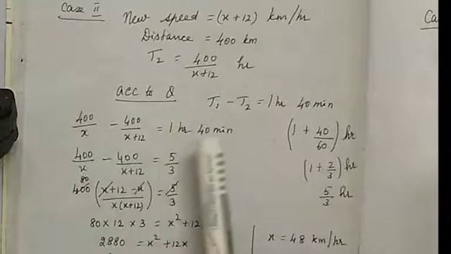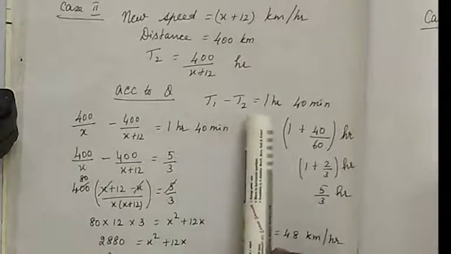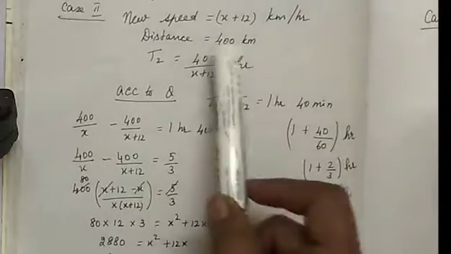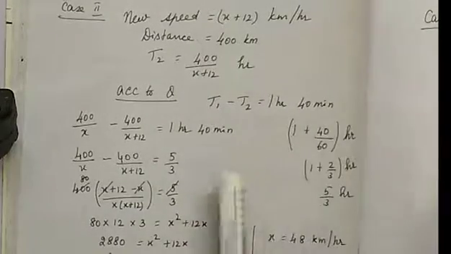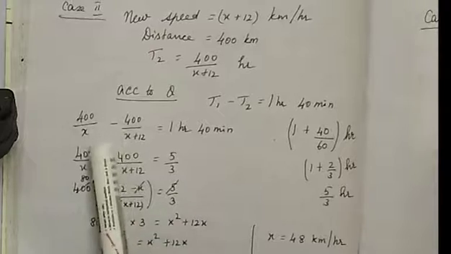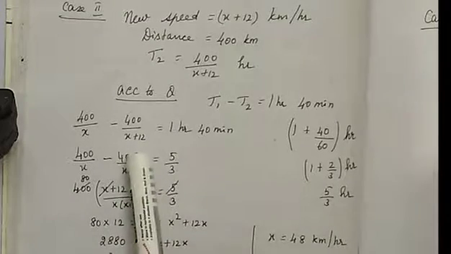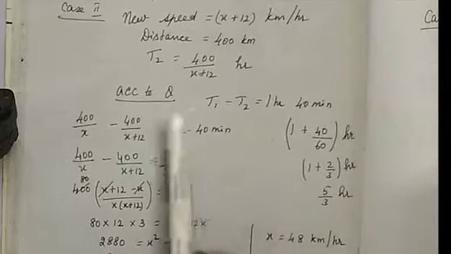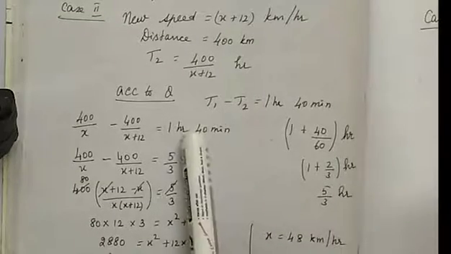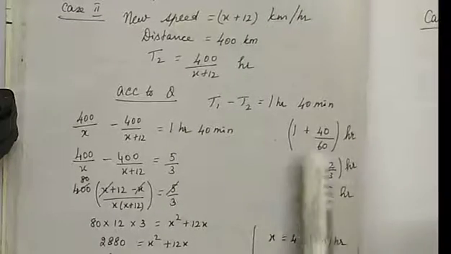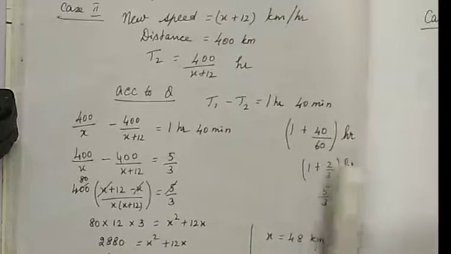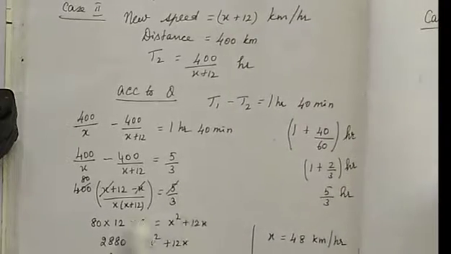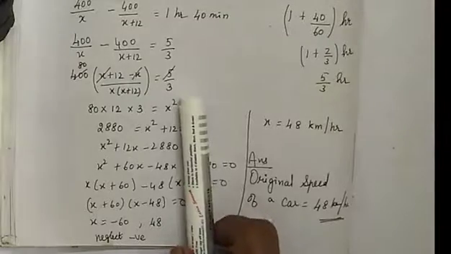According to the question, T1 minus T2 is equal to 1 hour 40 minutes. The difference between the time is 1 hour 40 minutes. So write 400 upon x minus 400 upon x plus 12 is equal to 1 hour 40 minutes. Convert this 40 minutes into hours. So you will get 1 plus 40 upon 60, that is equal to 5 upon 3 hours. Now take LCM and calculate.